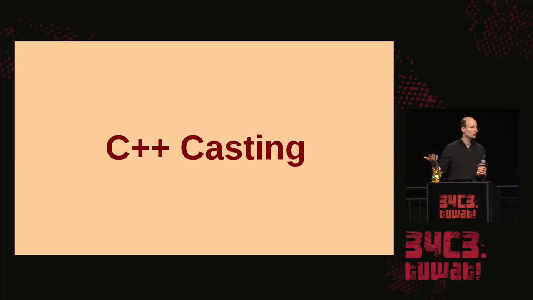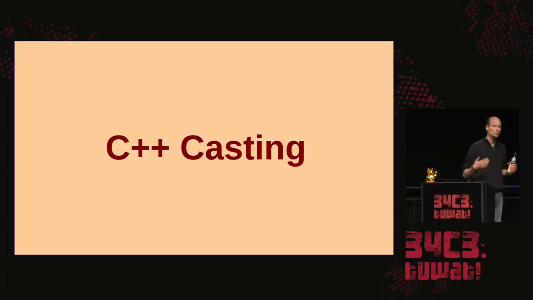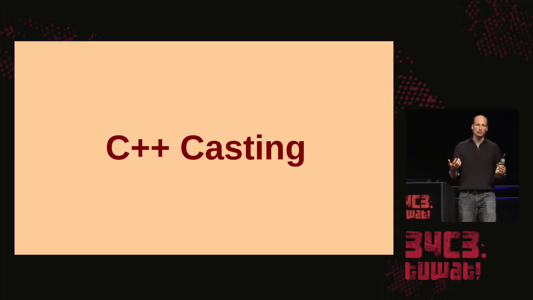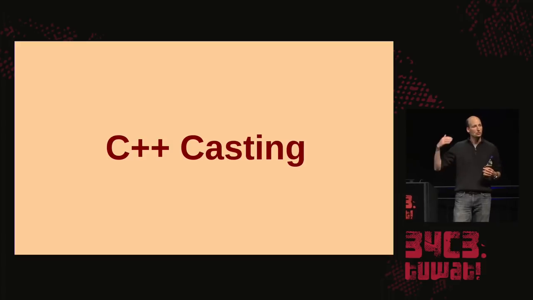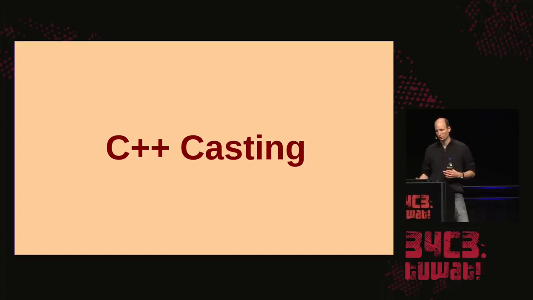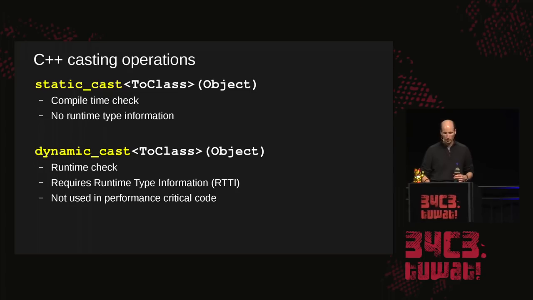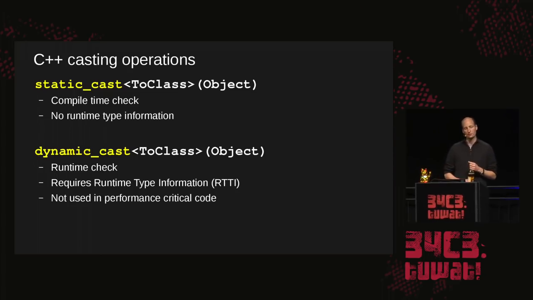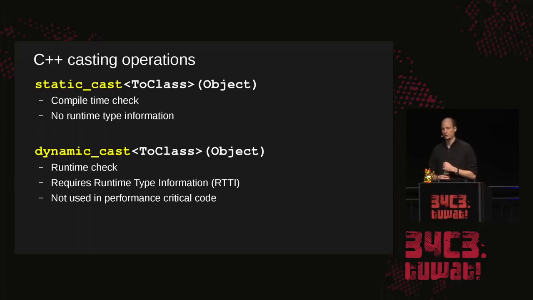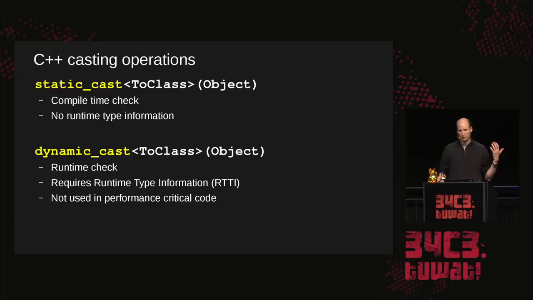And even if you've been using C++ for a while, you may not be aware of how the different casting operators actually boil down to the underlying code, how they are being compiled down into an actual application. So there are two main casting operations that we have. There are static casts and there are dynamic casts. A static cast allows you to cast an object or a pointer to an object into a different type.